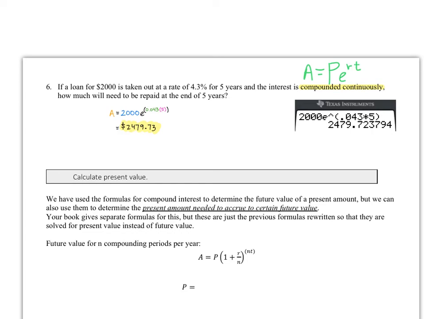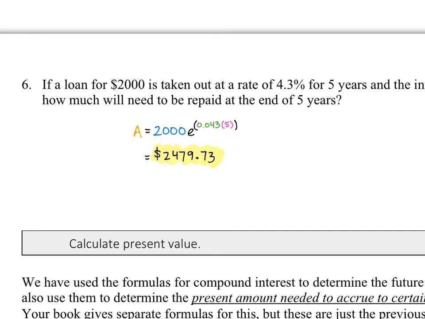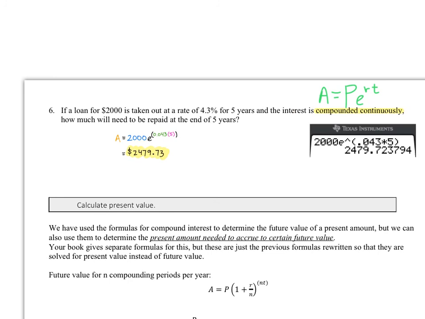Okay? So as we go through, all right, the principal is $2,000. It's compounded continuously, so I know I'm going to use that E key, raised to our rate, 0.043, and it's sitting there for 5 years, or we have to repay it in 5 years. So at the end of 5 years, how much do we actually owe? We owe $2,479.73.